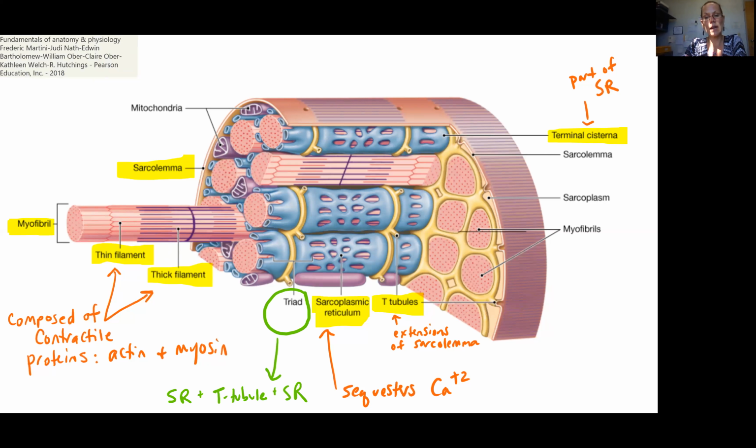Notice that you have this section with these three important structures together. We call this the triad. The triad is the terminal cisterna, T-tubule, terminal cisterna. Now, both of those terminal cisternae are parts of the sarcoplasmic reticulum, so you can use that as your memory device too.